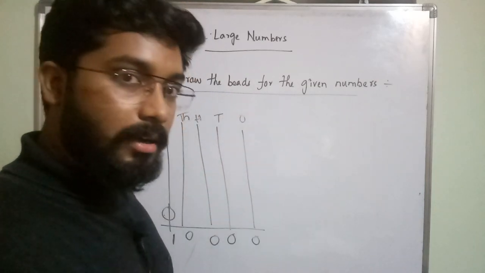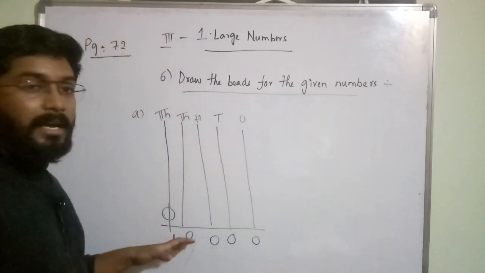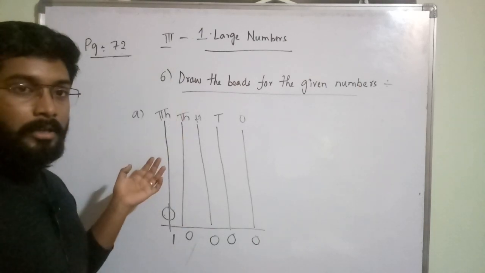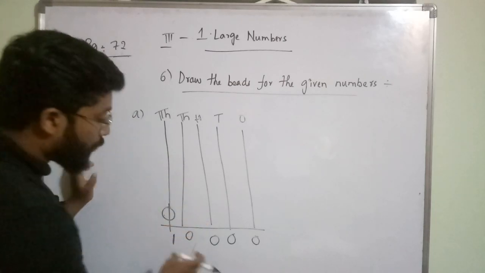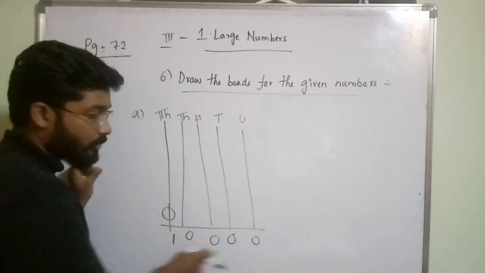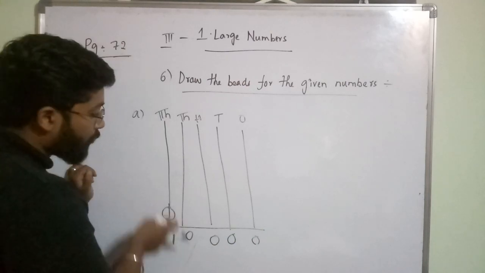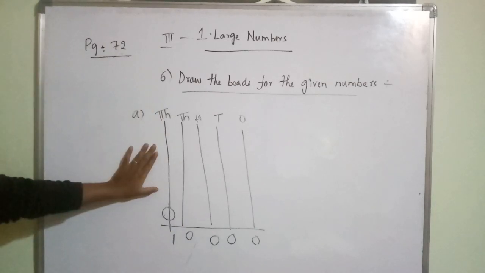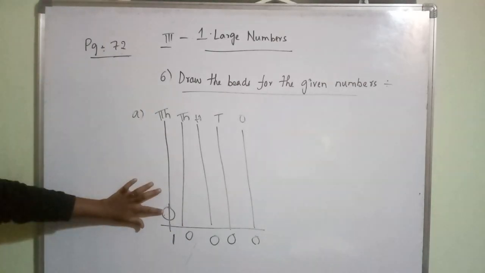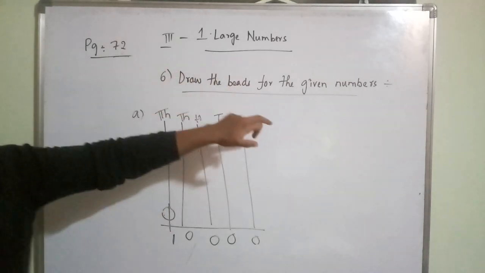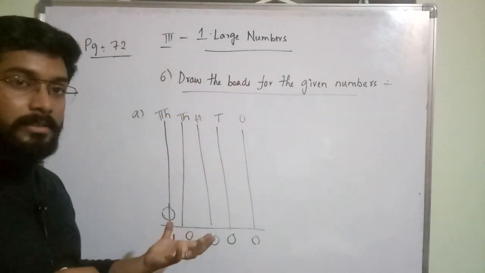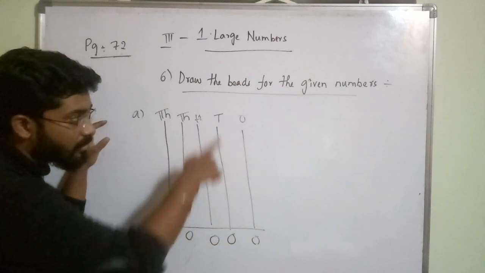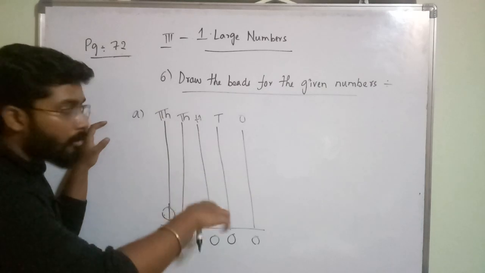If he has given some number and asks you to draw the beads, you have to see the below numbers and draw the beads. If he has given the numbers and is asking to draw the beads, then see the number below and draw, in that respective rod, that many beads.